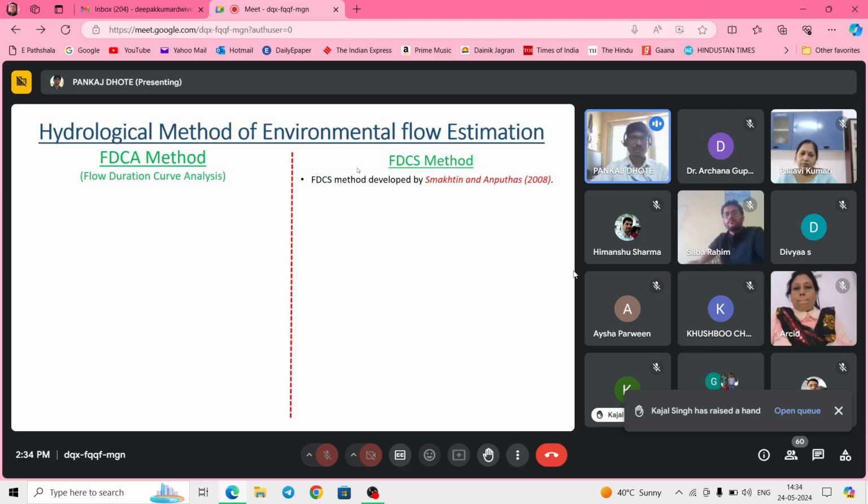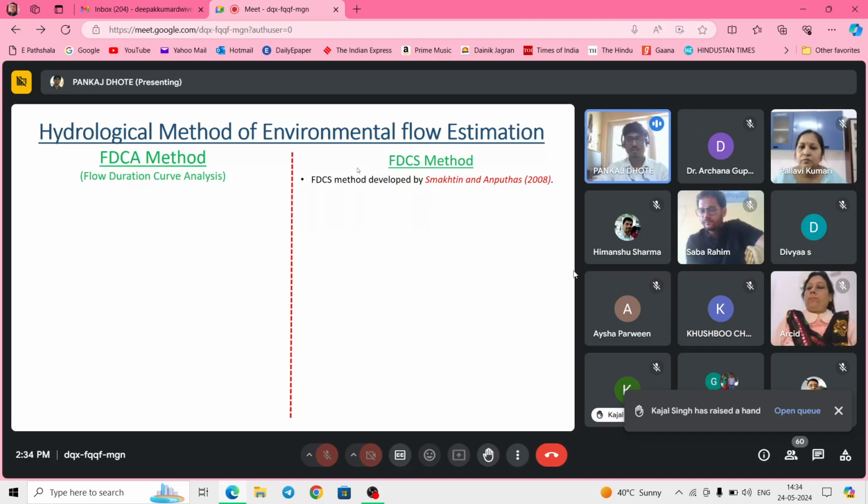So now, the hydrological method for environmental flow. When I say environmental flow, I just want to know what the river discharge should be. Normally we measure it in cubic meters per second. So should it be 100 cubic meters per second, 200, 150, or 1000? It has to be how much minimum flow should be there in that river.